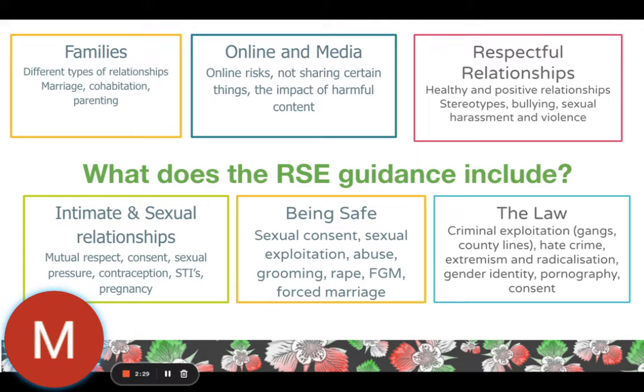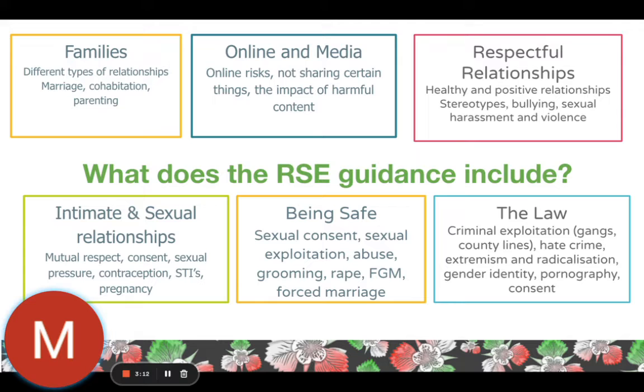This slide here then gives you a snapshot of what the RSE includes, and you can see it covers a vast amount of complex and sensitive topics and issues. These are broadly split into 6 categories. So we have the category of the family, which includes different types of relationships, marriage, cohabitation, parenting, etc. Online and the media, getting students to consider online risks, not sharing certain things, and the impact that harmful content can have on them. Respectful relationships, looking clearly and closely at what makes a healthy and positive relationship, looking at stereotypes, bullying, sexual harassment and violence.